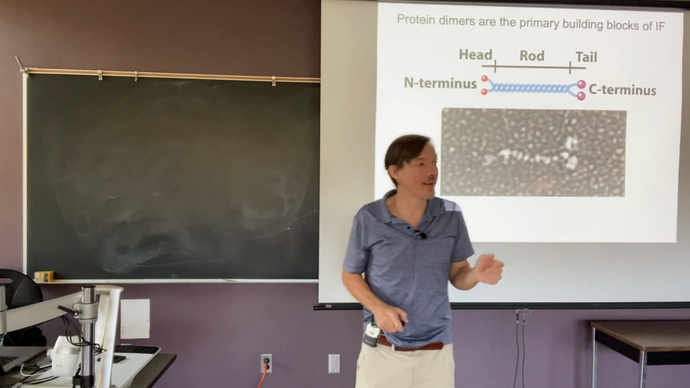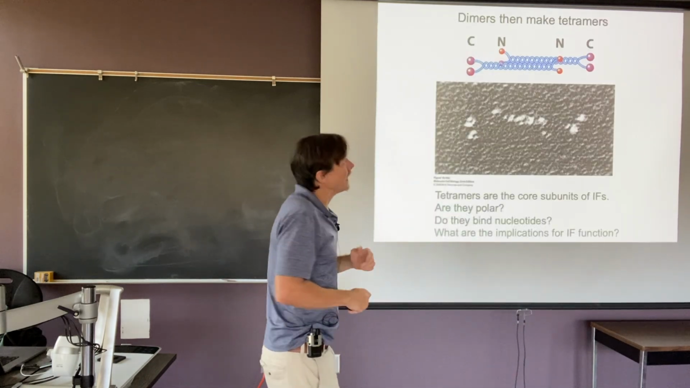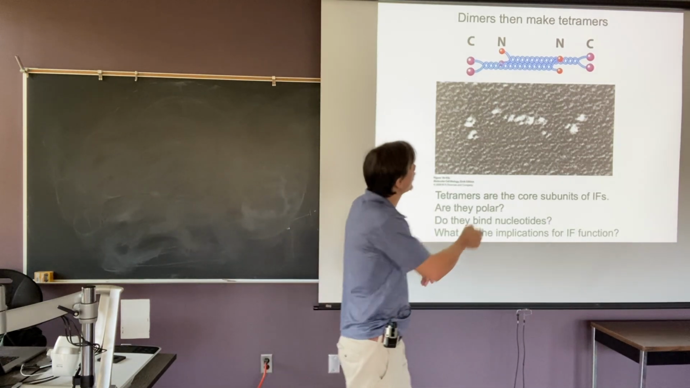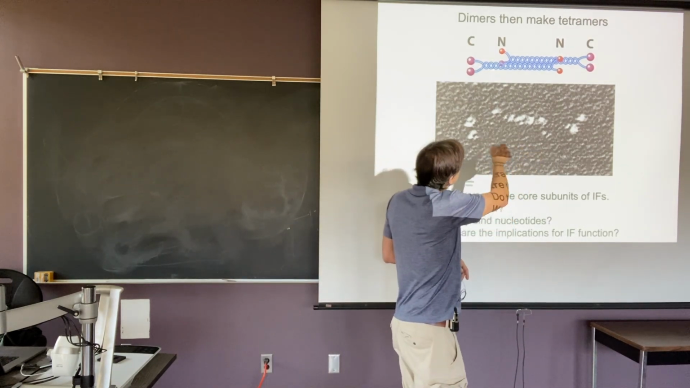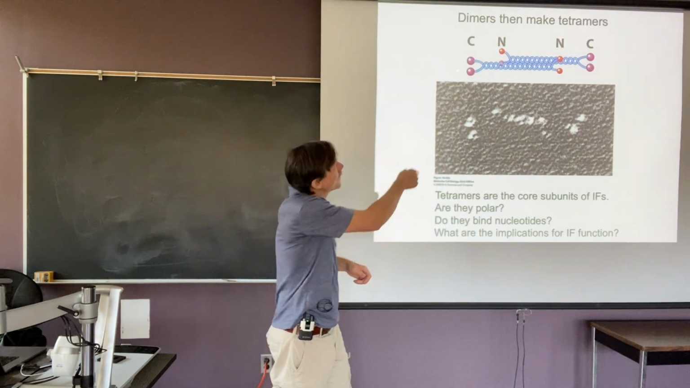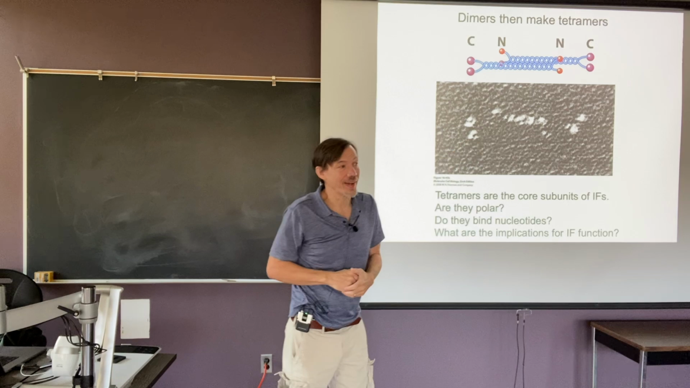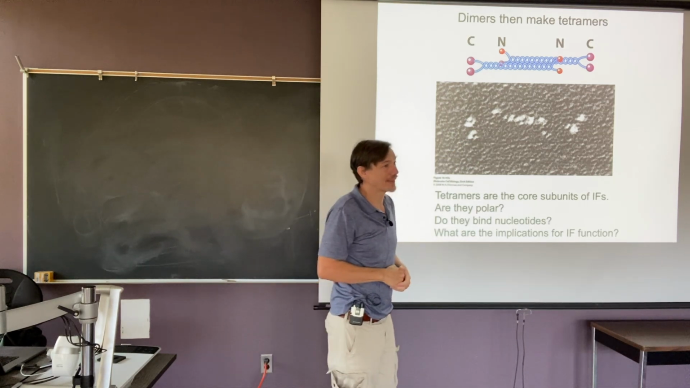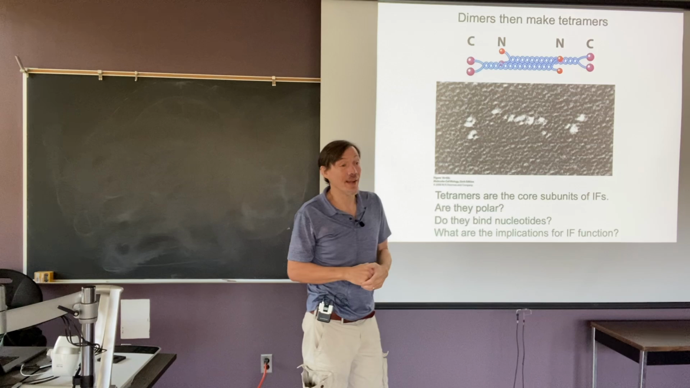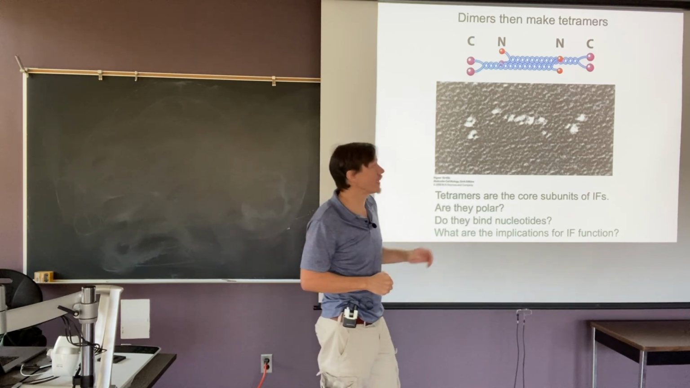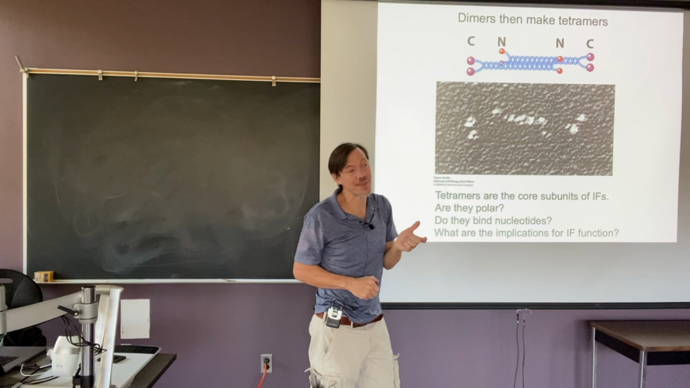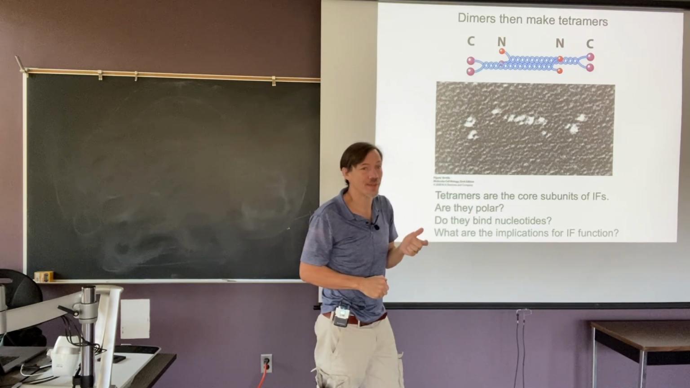So the interesting thing is that these dimers then make tetramers, so you can see how they form. And I'll ask, does this have a polarity? Overall, no. Exactly, right. So this does not have a polarity. And I'll tell you, these tetramers are the basic subunits that make up intermediate filaments.